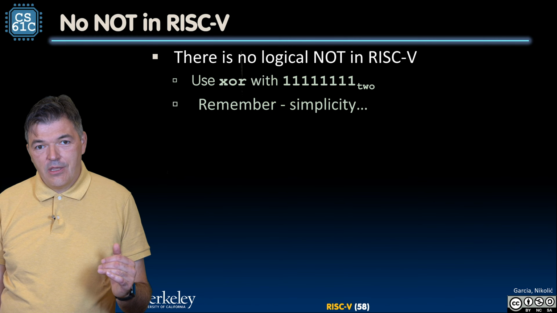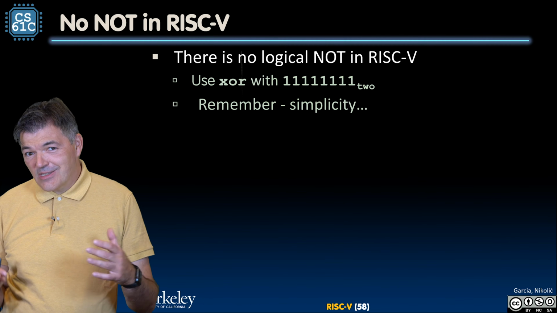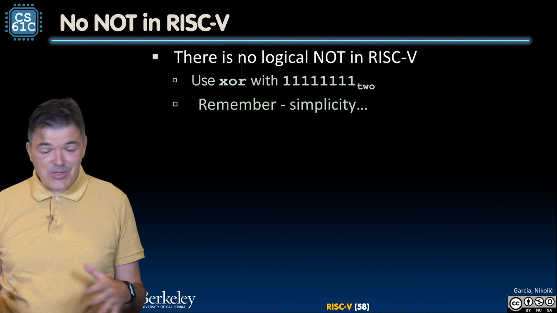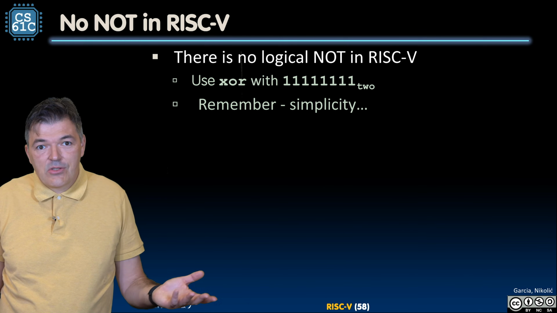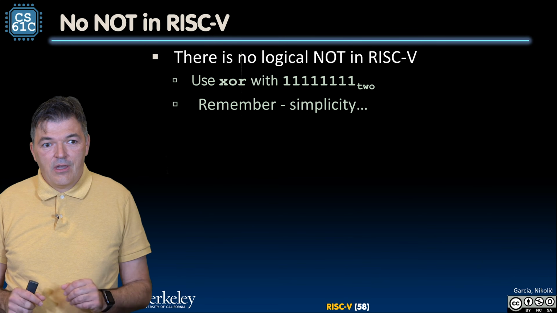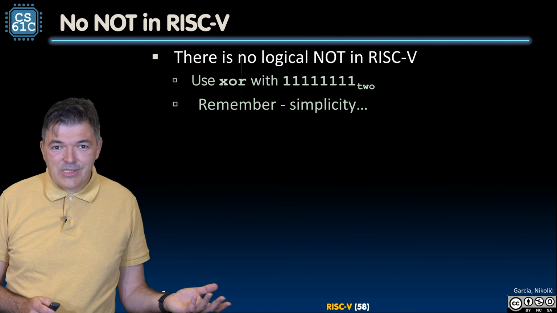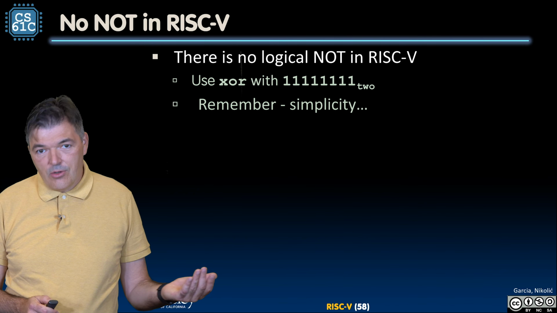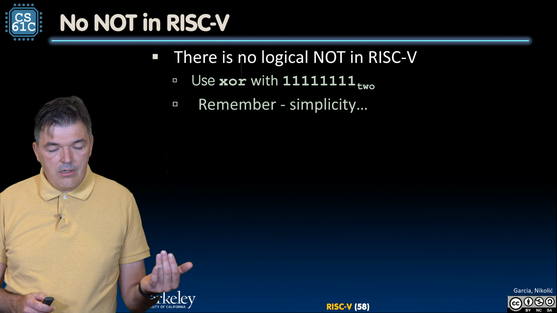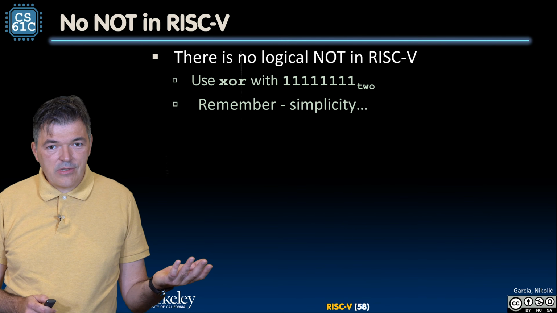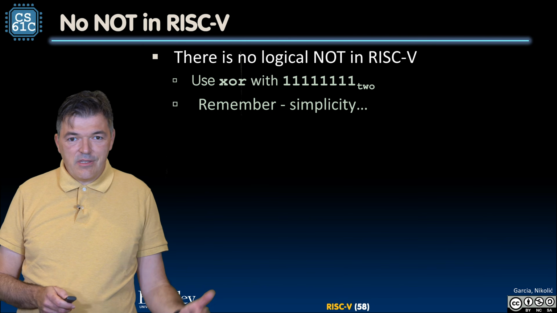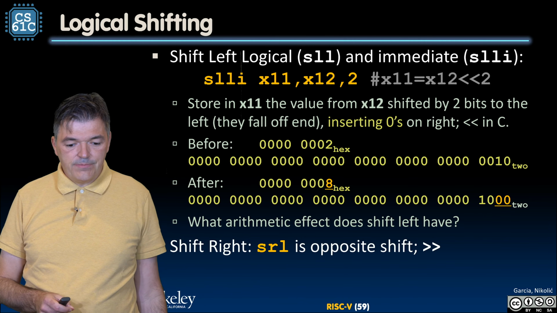Keep in mind that the instruction set is still lean in RISC-V, and we don't have unnecessary instructions. The most notable one that is missing: there is no NOT in RISC-V. Why? Because we don't need it. If we simply XOR a value in the register with all ones in binary, then we invert every single one of those bits. Remember, this is done always for simplicity. Unnecessary things are not going to be there.